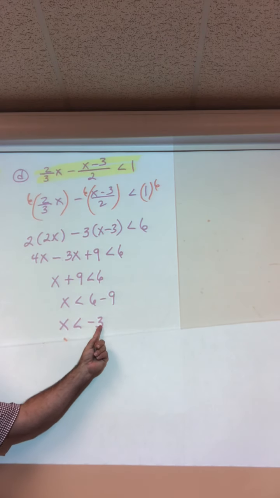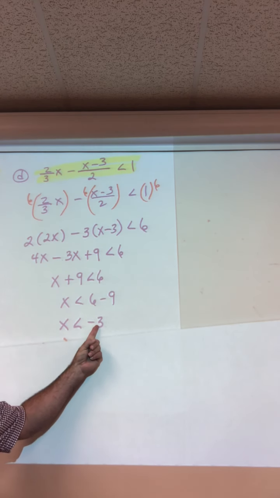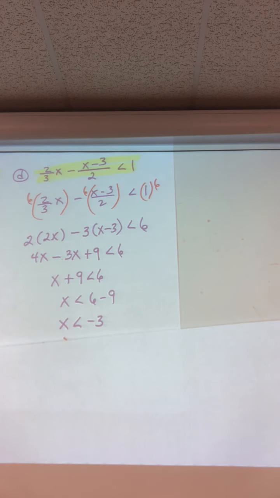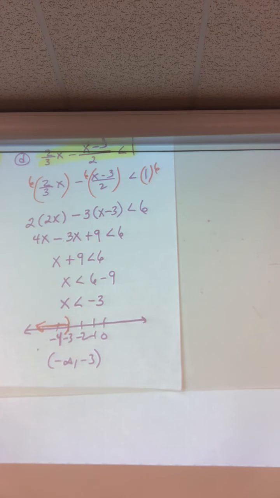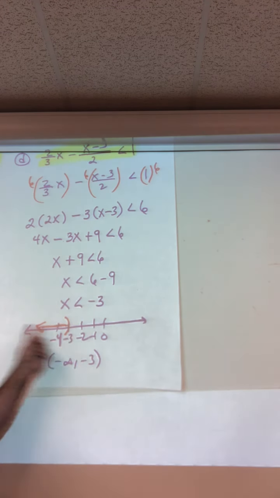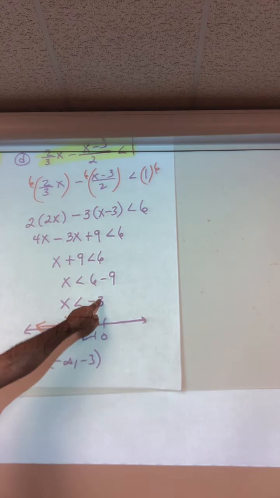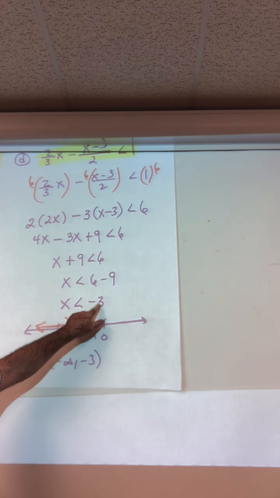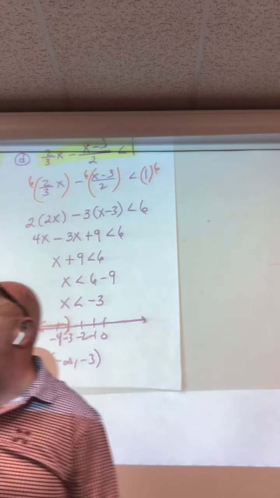And this doesn't have to end up being a whole number. Probably if it's not a whole number, he won't ask you to graph it. He will ask you to do the interval notation though. There's your graph. Everything to the left, less than negative 3, and interval notation. So let's suppose this had been 3/5. This would be negative infinity to negative 3/5. So a lot of times if it's a fraction, he may not ask you to graph it. But anyway.